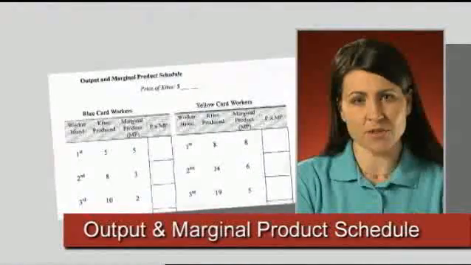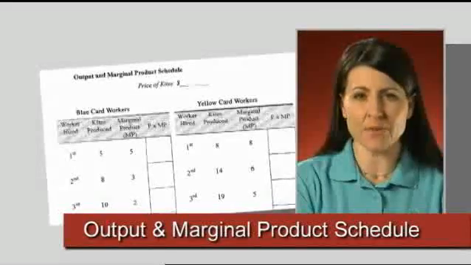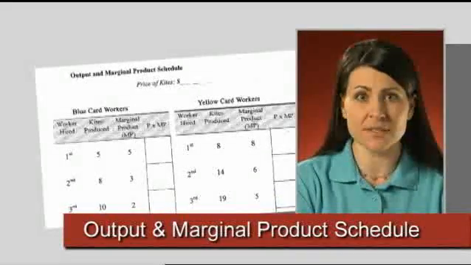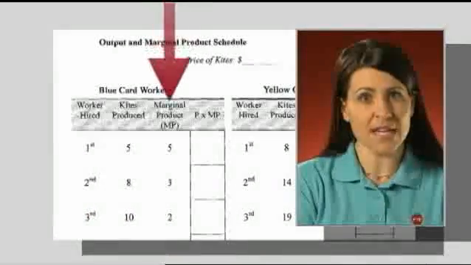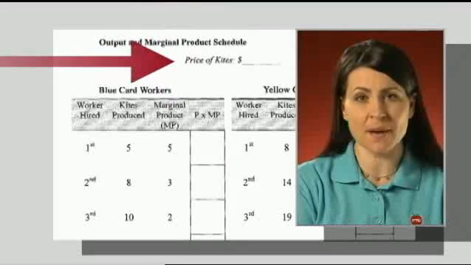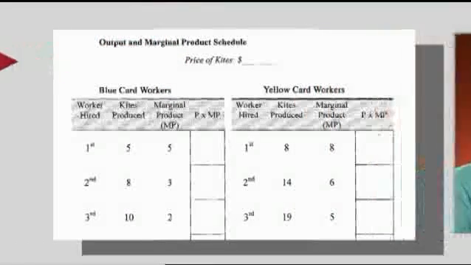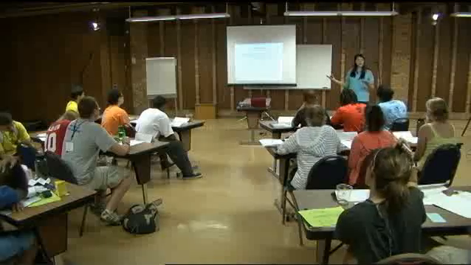Spend some time working through the output and marginal product schedule worksheet. You want the students to realize that employees are valuable to employers because they produce. And their value to the employer depends on 2 things. First, how much they add to the production process, and second, how much that product sells for in the marketplace. So everybody has a schedule that looks like this in front of them, and we're going to fill this out because this is useful information for everybody.